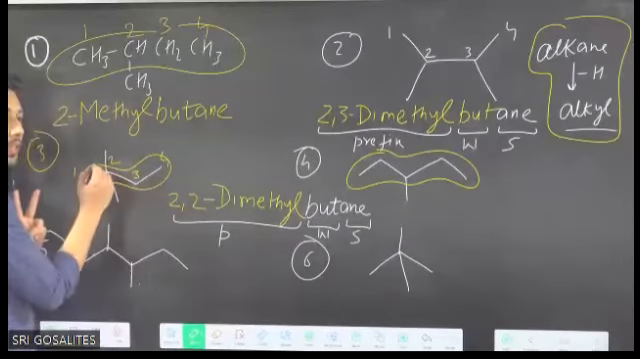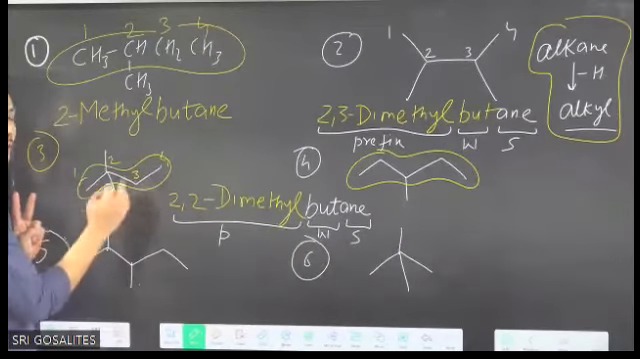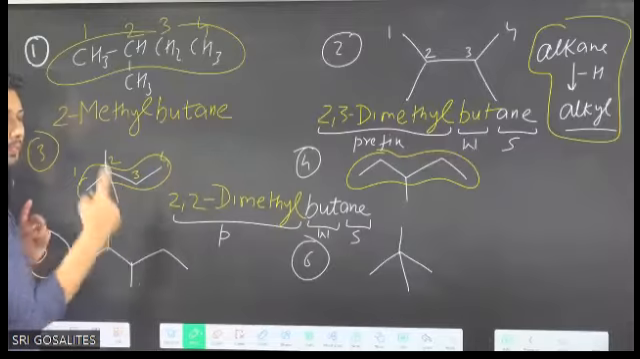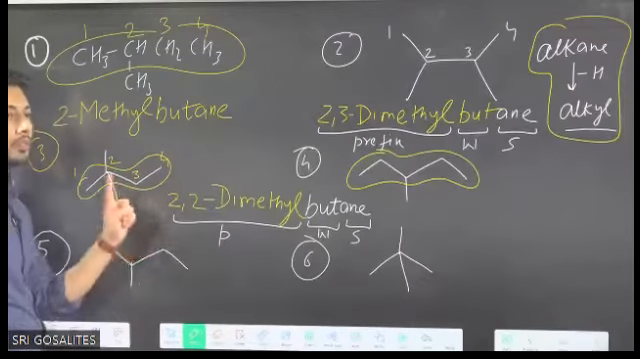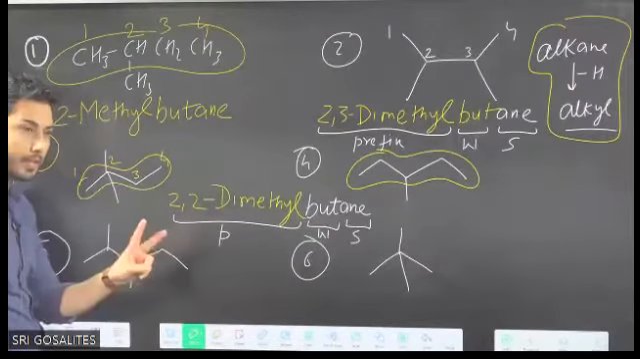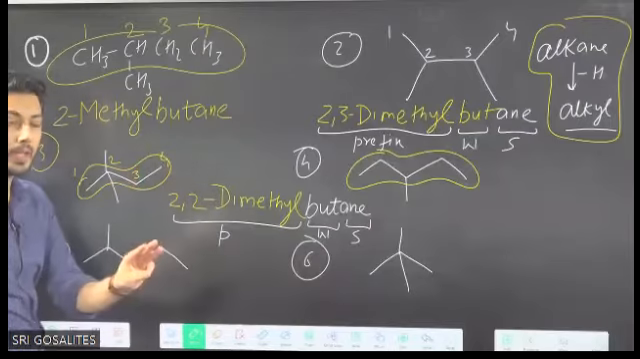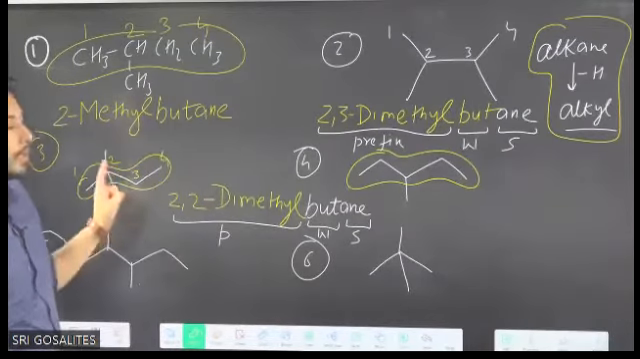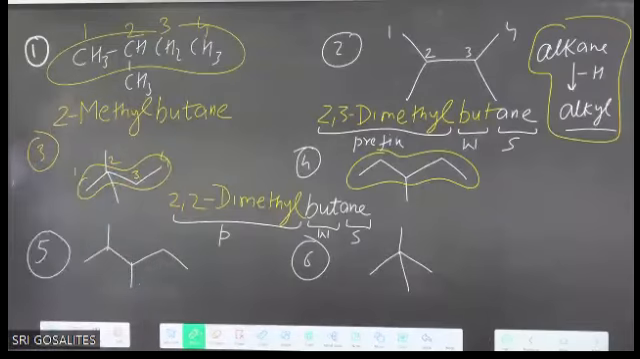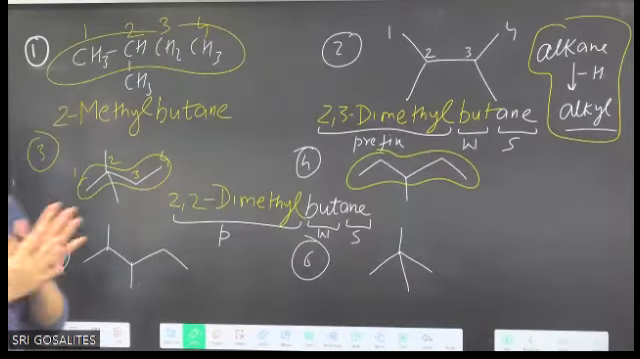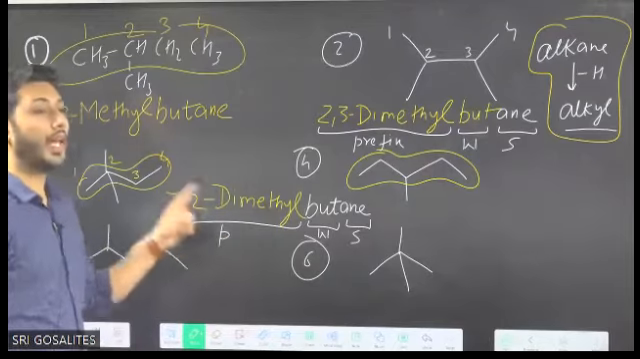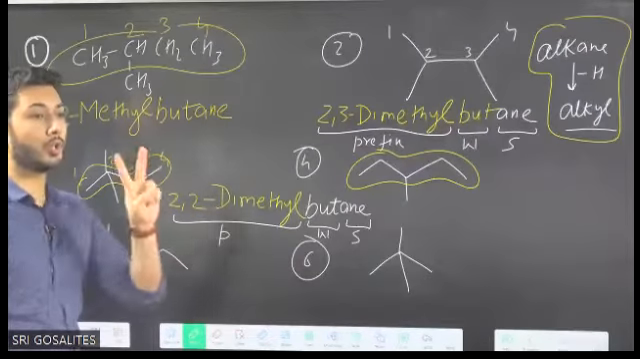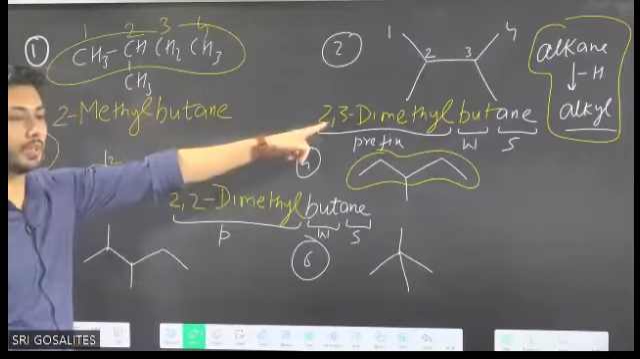Because what is the structure? CH3, CH3, 2 methyl. If 1 methyl is there, we have to mention the position 1 time. If 2 times methyl is there, 2 times. If 3 times methyl is there, 3 times the position along with tri. Here how many times? 2 times. That's why di. Alphabetically also you have to mention di, and in terms of digits also you have to mention 2 times. 2,2-dimethylbutane.